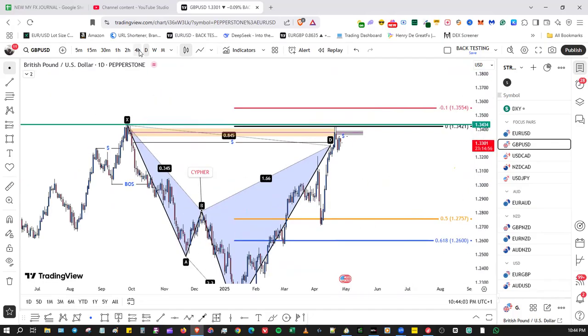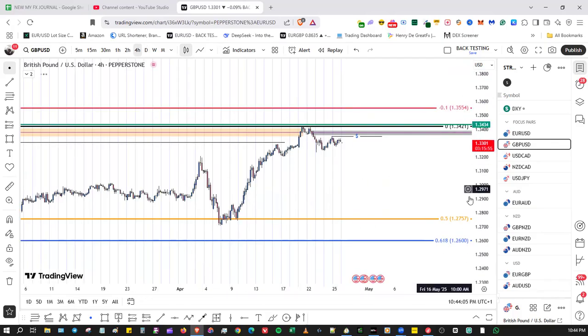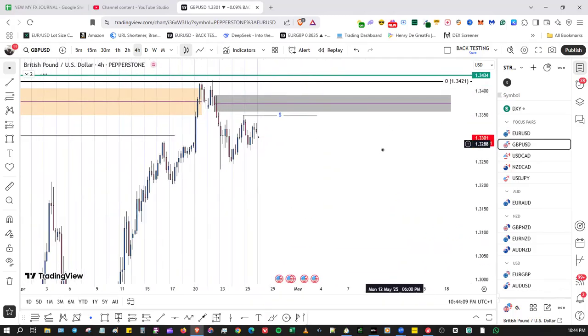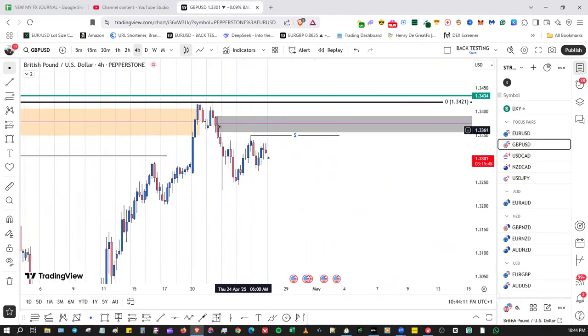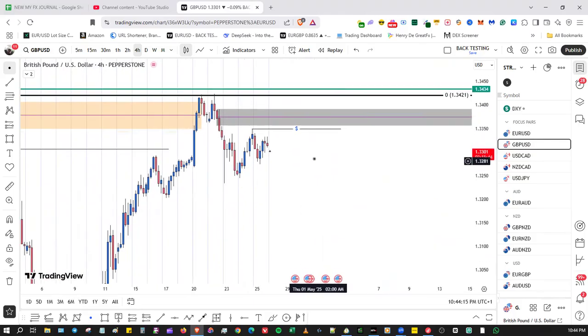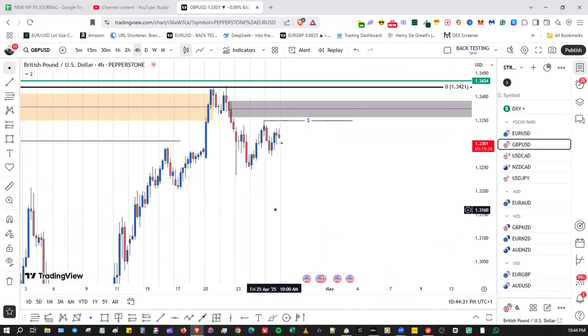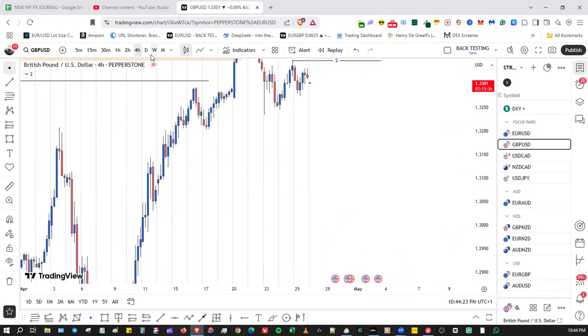Now look out for selling opportunity. Of course, I might be interested if price decides to trade to this point. I'm going to look out for entry. Until price trades above 1.3554, this bearish swing opportunity still holds.